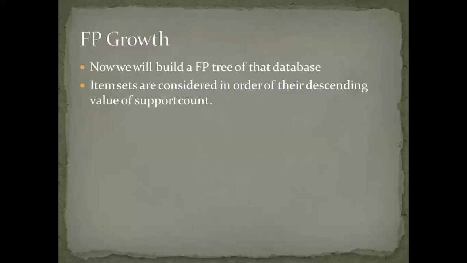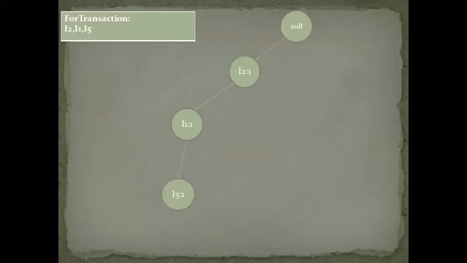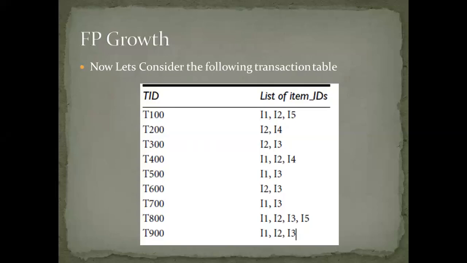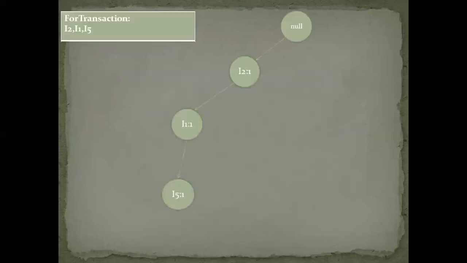So now we'll build an FP tree of that database. Item sets are considered in order of descending support count. The first transaction ID is T100. What is the list of items in T100? I1, I2, I5. We take it as I2, I1, I5. Why? Because I2 has the maximum support count, so I2 comes first.